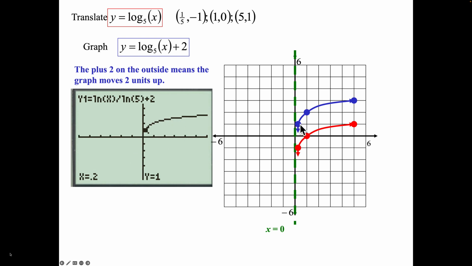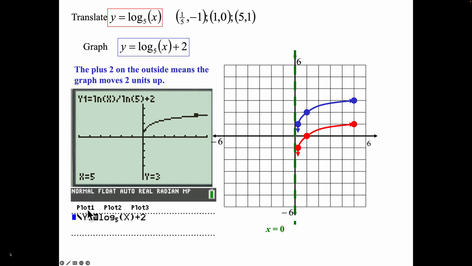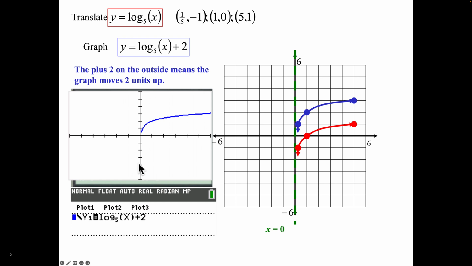This point is at 1/5, comma 1, that's 0.2. There's 1, 2. There's 5, 3. Again, you can go to your calculator, use that log base command under the math button, put the 5 in the text box for the base, x in the argument, plus 2. So now it looks exactly like what you see here. And then this will put it into the base change formula and crunch everything. And there's my graph, very similar to what we have here. Again, you can hit the trace button and verify those points.